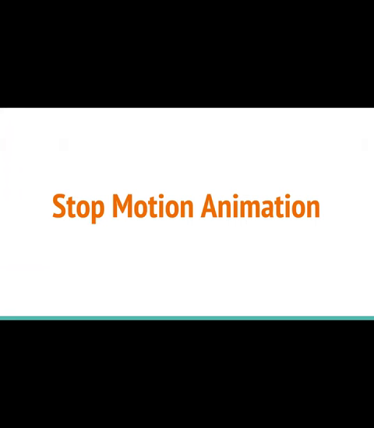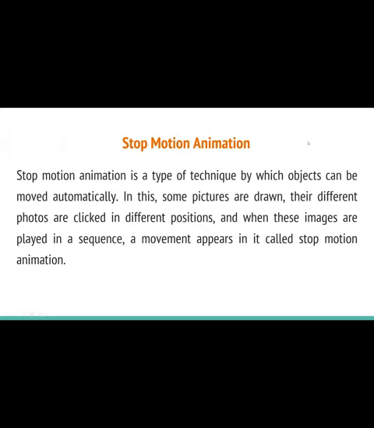So what is stop motion animation? Stop motion animation is a type of technique by which objects can be moved automatically. In this, some pictures are drawn, different photos are clicked in different positions, and when these images and photographs are played in a sequence, a movement appears in it, called stop motion animation. So basically, stop motion animation is an illusion.